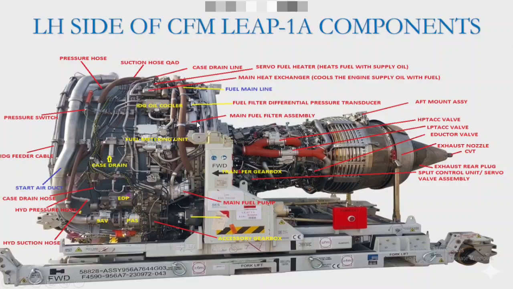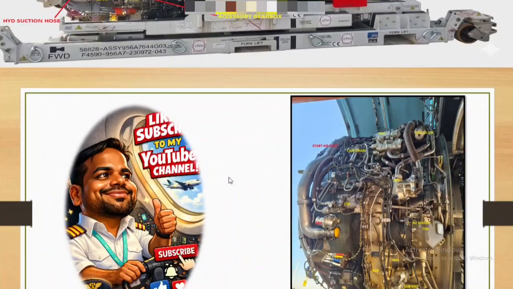And here is a fuel filter assembly. On the fuel filter assembly there is a differential pressure transducer. In another video we'll discuss the transducer and pressure switch differences, what is the difference. And the transfer gearbox is here. Here is the transfer gearbox. So this is the transfer gearbox.